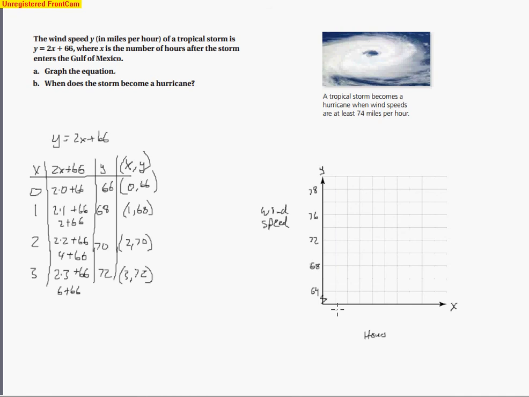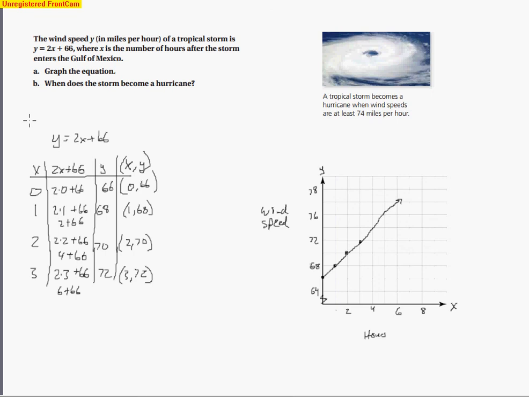So this is like 1 hour, 2 hours. I'll put the 2 there. 3, this would be 4. 5, this would be 6, 7, this would be 8. And then I'll go ahead and plot the values. So 0, 66. And then I have 1, 68. 2, 70. 3, 72. So those are the values I have. So I can carry out the line, and you can see how it's going to go up in this direction.